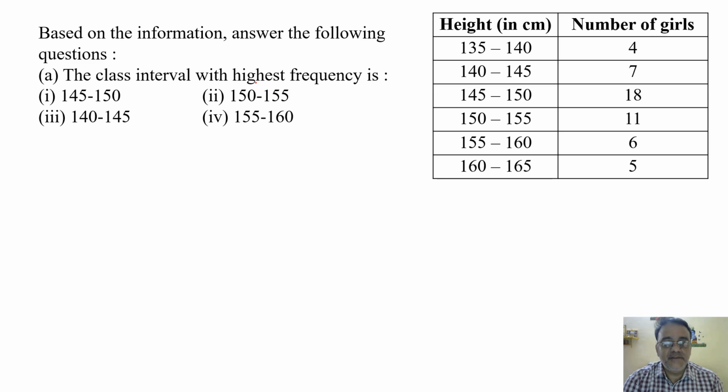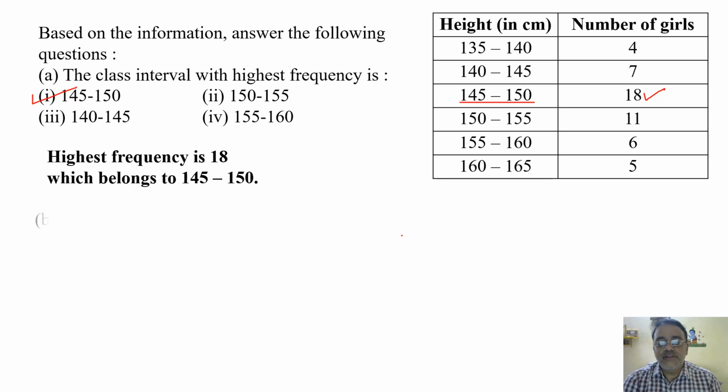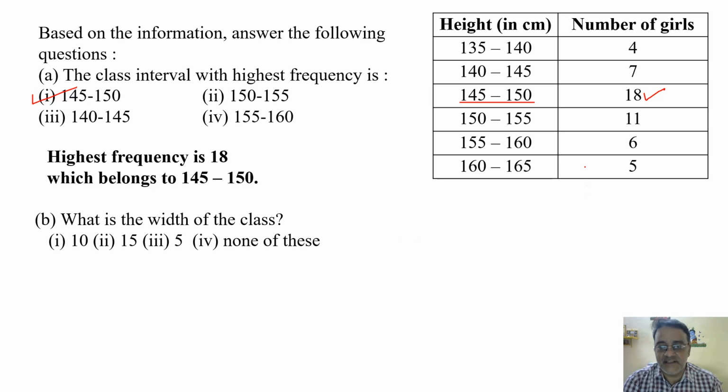The class interval with highest frequency is dash. So highest frequency is 18 and it belongs to 145 to 150 and the correct option is option 1. Right. Now we are moving toward the second question. What is the width of the class? तो सभी का class size same है. कोई भी एक class ले लो. The width is upper limit minus lower limit. So 140 minus 135 we are getting 5. So width is 5 and the third option is the correct one.